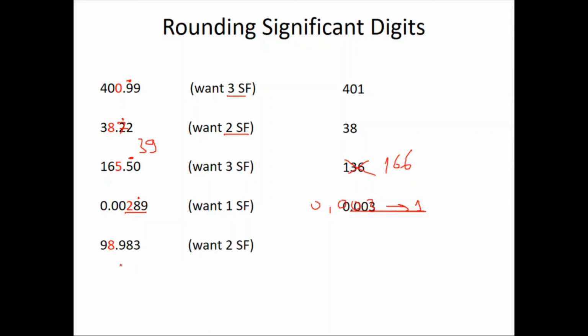Okay, the last one, 2 significant figures, and we are going to look at this number. This is bigger than 5, so we are going to increase the second digit, and it's going to be equal to 99.